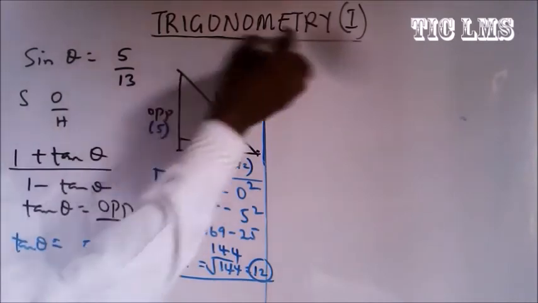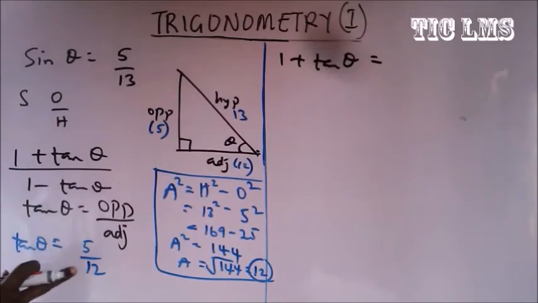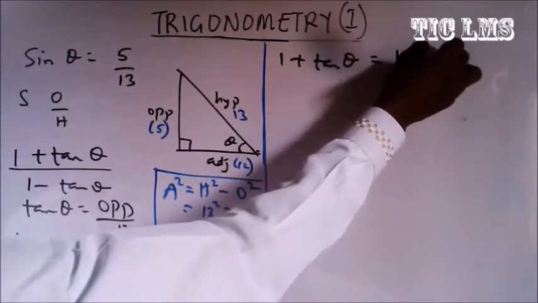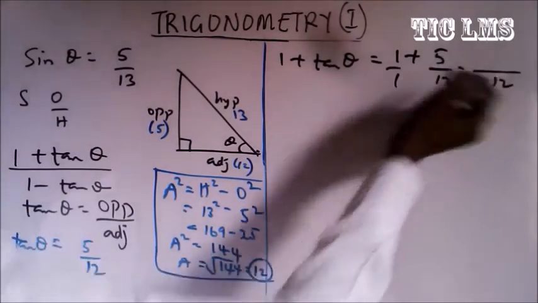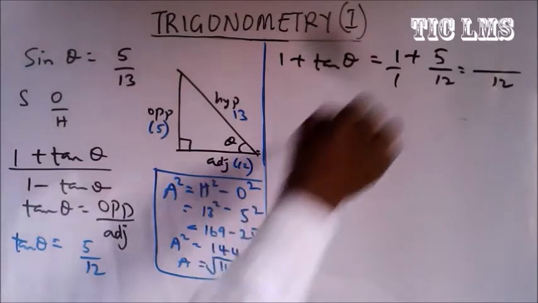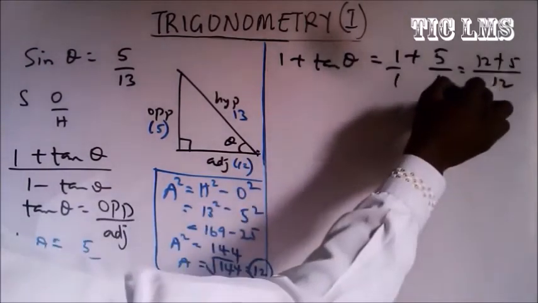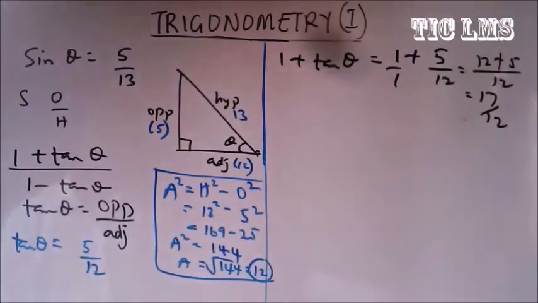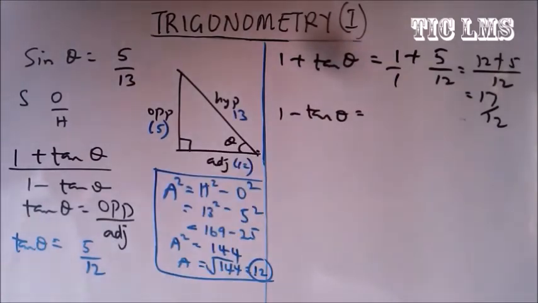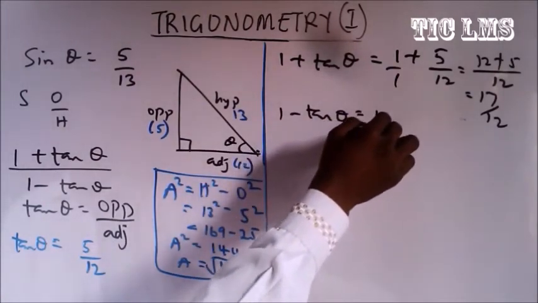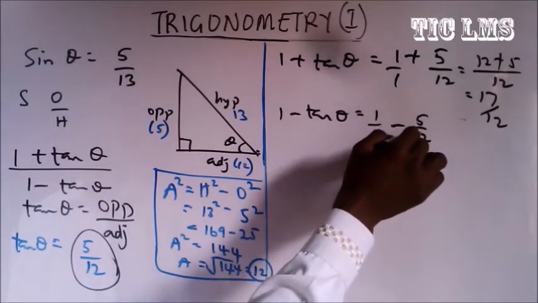Next, we'll bring 1 plus tan theta. Since our tan theta is 5 over 12, we'll say that 1 plus 5 over 12. Now we'll find the LCM of this, and we have 1 in 12 is 12, 12 times 1 is 12, plus 12 in 12 is 1, 1 times 5 is 5. So we have 17 over 12 over here, and then 1 minus tan theta, which is 1 minus 5 over 12, is 7 over 12. So we place 17 over 12 over 7 over 12.